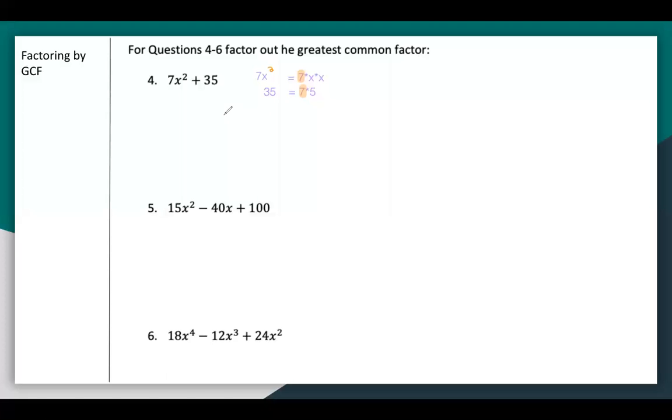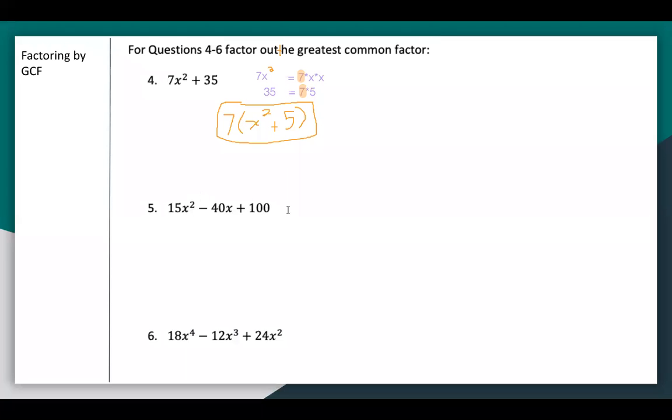And so when I take out this 7, what is left of the first term? Well, what's left is x squared. What's left of the second term? Well, what's left is plus 5. Okay. And now I'm done. I factored out the 7, and now I'm done by factoring out the greatest common factor. Okay. Question number 5.